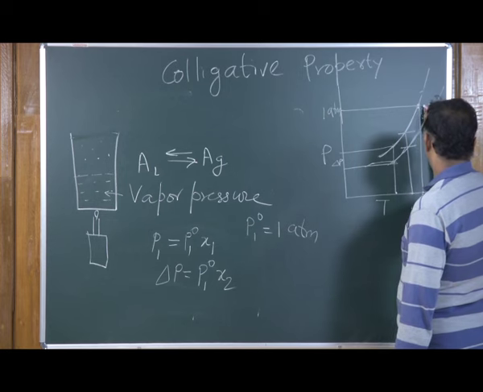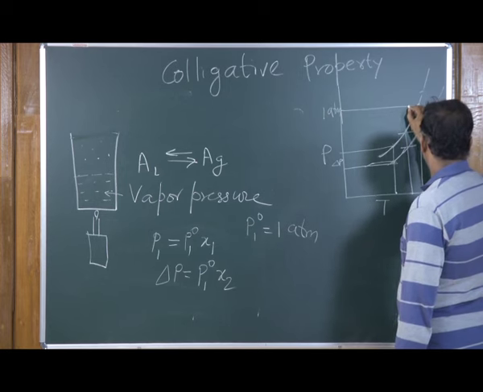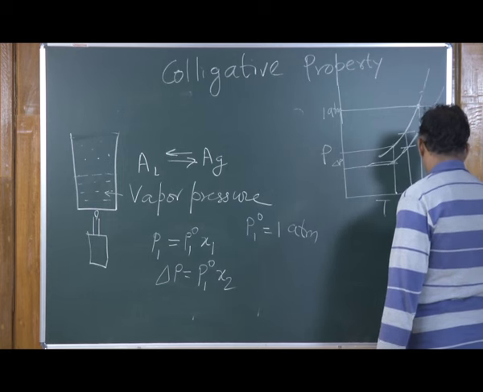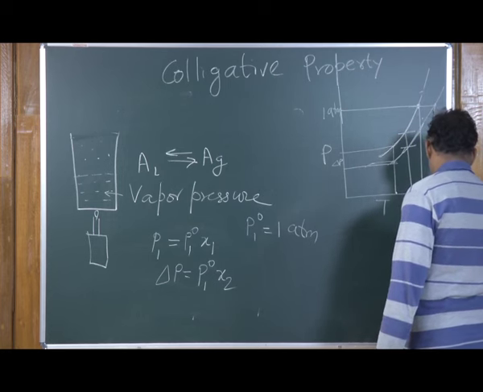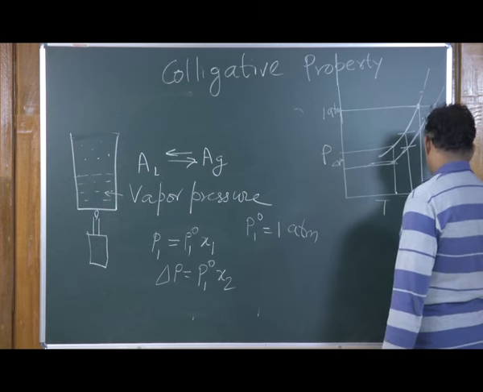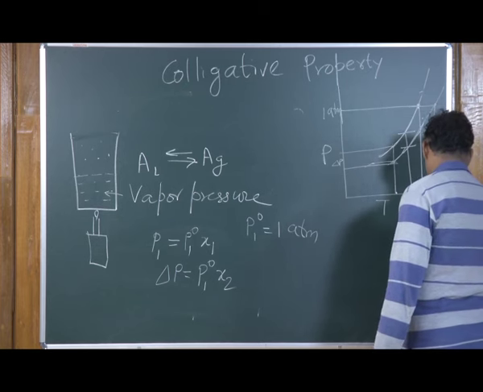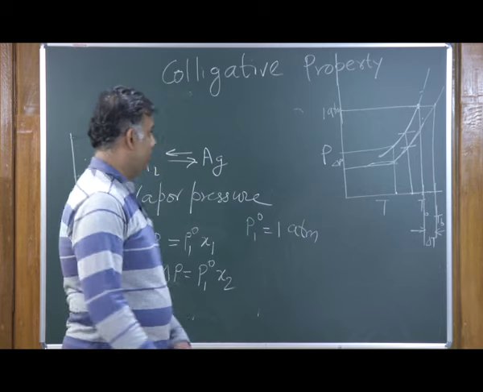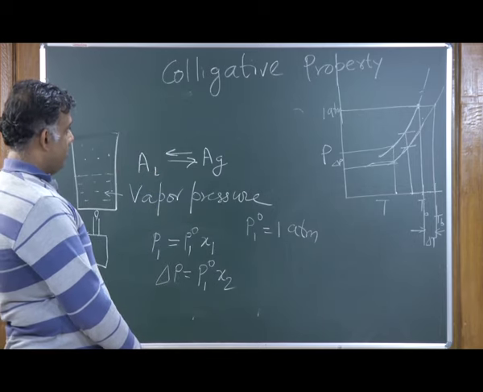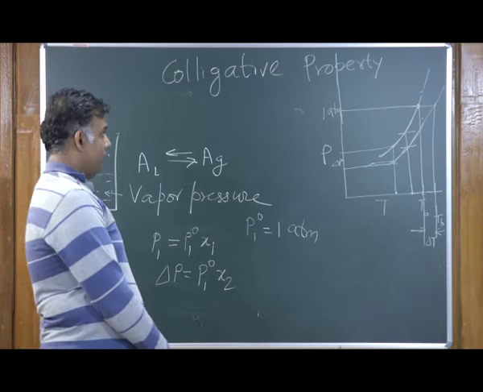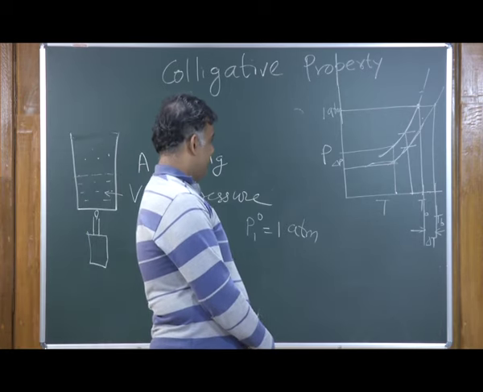Now, this curve is going to have a vapor pressure of 1 atm at this point, and this is the boiling point for the solution and this is the boiling point for our solvent. This difference, delta T, is the increase in the boiling point of the solution with respect to the pure solvent.